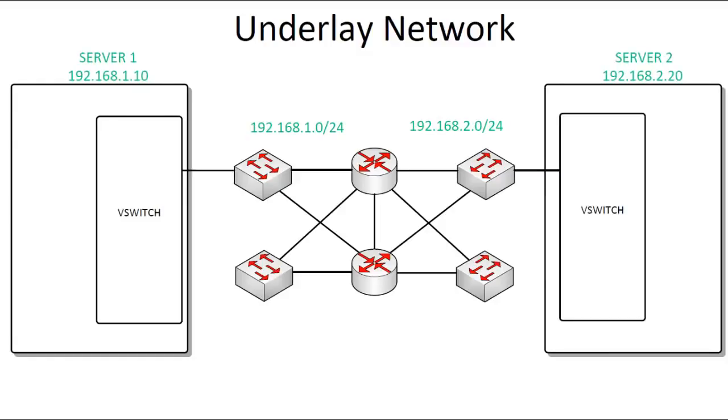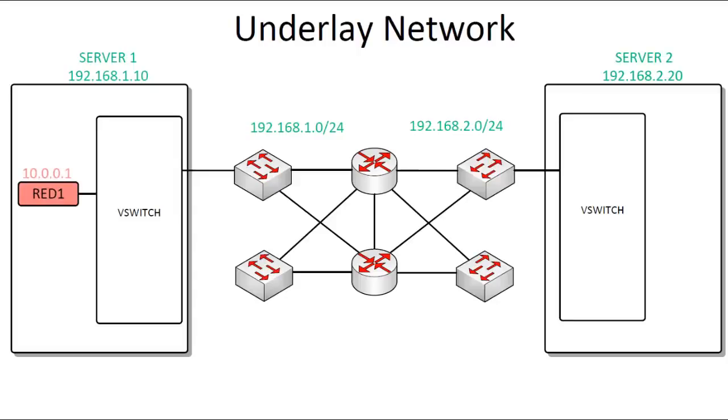Server 1 on the left is assigned an IP address 192.168.1.10. Server 2 on the right is assigned 192.168.2.20. These servers will have some hypervisor installed on them, for example KVM, ESXi, or Xen. For this example, the servers will also have virtual switches on them for VM network connectivity.